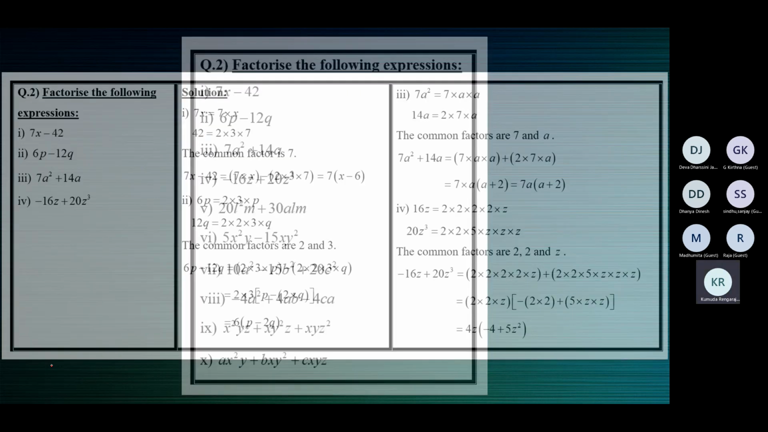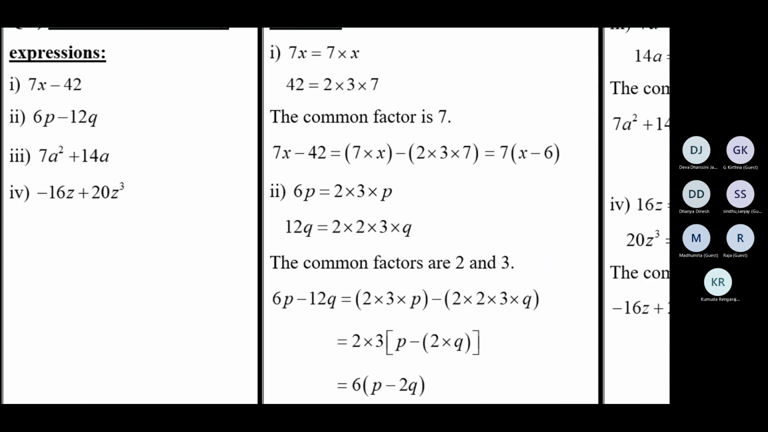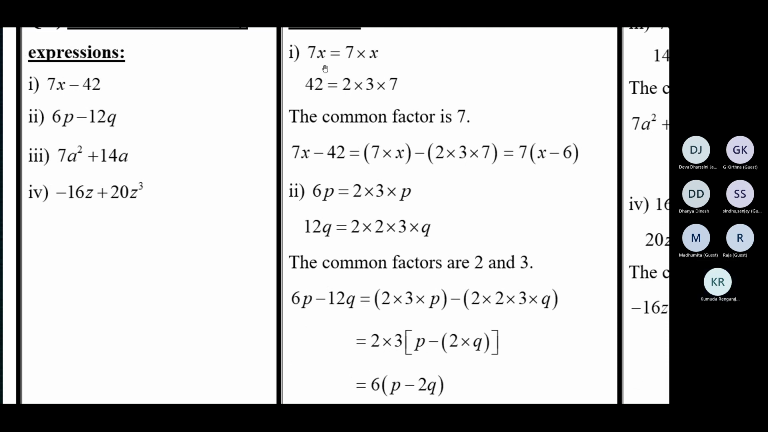Let me teach you these 4 and give one as a test. So again, we are going to factorize the expressions. See here, we need to factorize the expression 7x minus 42. 7x is 7 into x. 42 is 2 into 3 into 7. 6 7s are 42. So the common factor between these two terms is only 7.